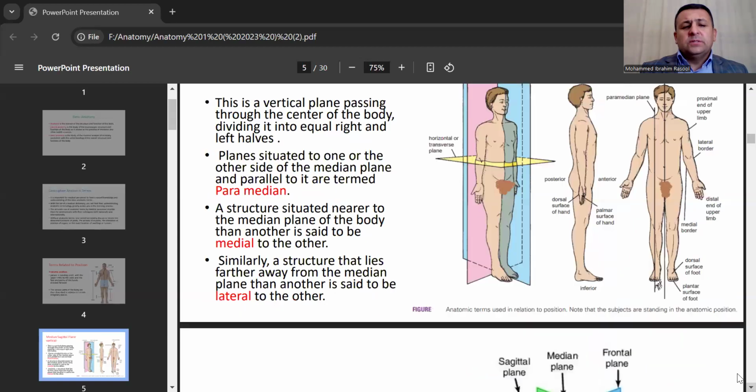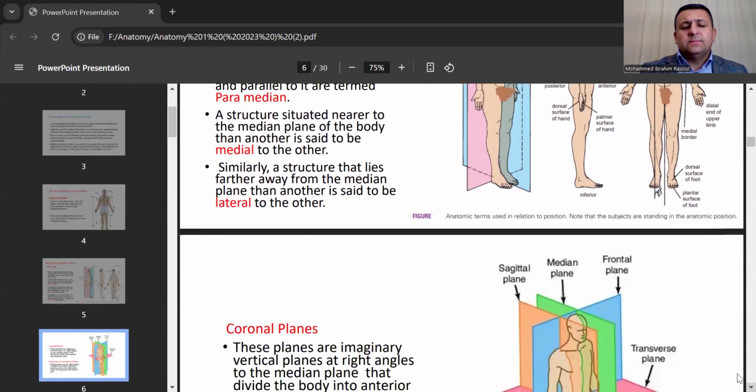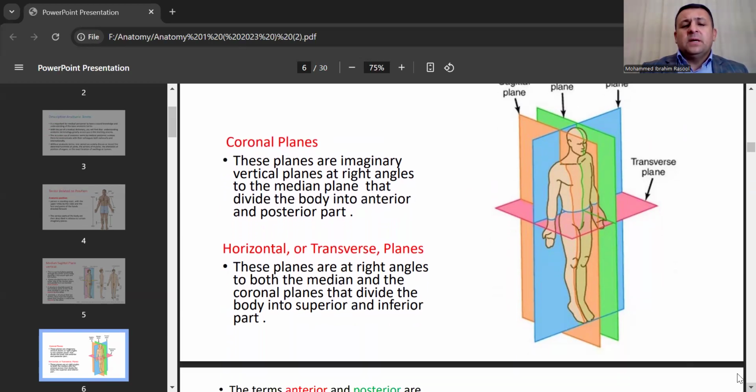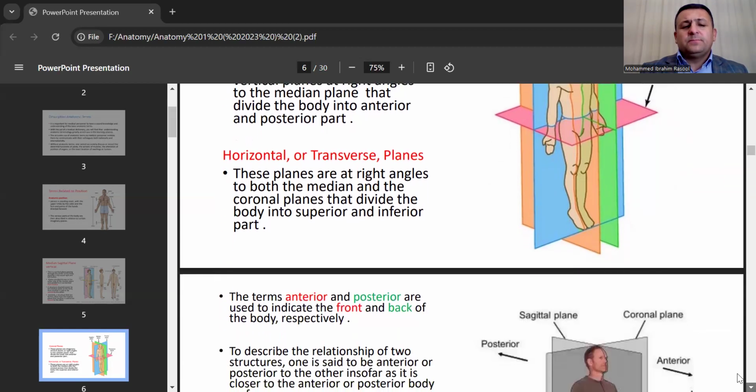A structure situated nearer to the median plane of the body than another is said to be medial to the other. Similarly, a structure that lies farther away from the median plane than another is said to be lateral to the other. Coronal plane: these are imaginary vertical planes at right angles to the median plane that divide the body into anterior and posterior parts. Horizontal or transverse plane: these planes are at right angles to both the median and the coronal planes and divide the body into superior and inferior parts.